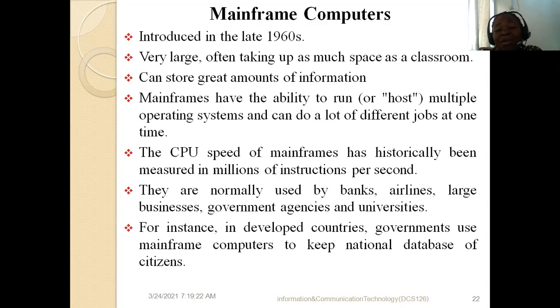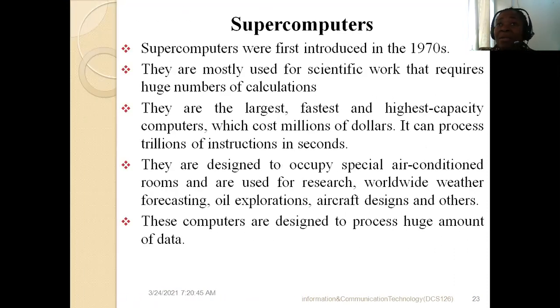I'm sure you are not surprised, judging from their size, of course, and a single individual will not have any need for such a big machine. For instance, in developed countries, governments use mainframe computers to keep national databases of citizens. And that's why, like in the US, a citizen commits a crime this year, and maybe thinks he has escaped the arm of the law. You discover that a year later, 2 years later, or even 3, 4 years later, that citizen is tracked down. That's because of their use of such a big, massive computer system to store their national database. Every piece of information about every citizen is stored.